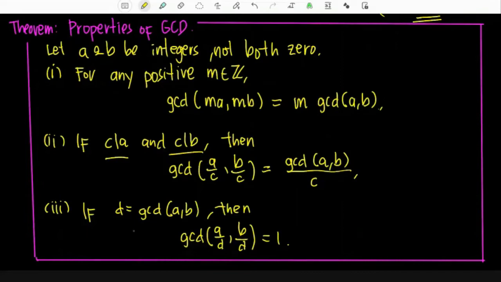Isa pa, if D is the GCD, so, ibig sabihin, pag ang finactor out mo sa AB ay yung greatest common divisor, yung A over D tsaka B over D, ang GCD niya, 1 na lang. Okay? Number 3 actually follows directly from number 2. You just get C equals GCD ng AB. So, kunin mo lang, ang gawin mo lang, ang ipang-divide mo sa A, yung GCD niya. Diba? So, ibig sabihin, once na-establish mo na yung 2, 3 will immediately follow. Kasi magiging equals 1 na lang.